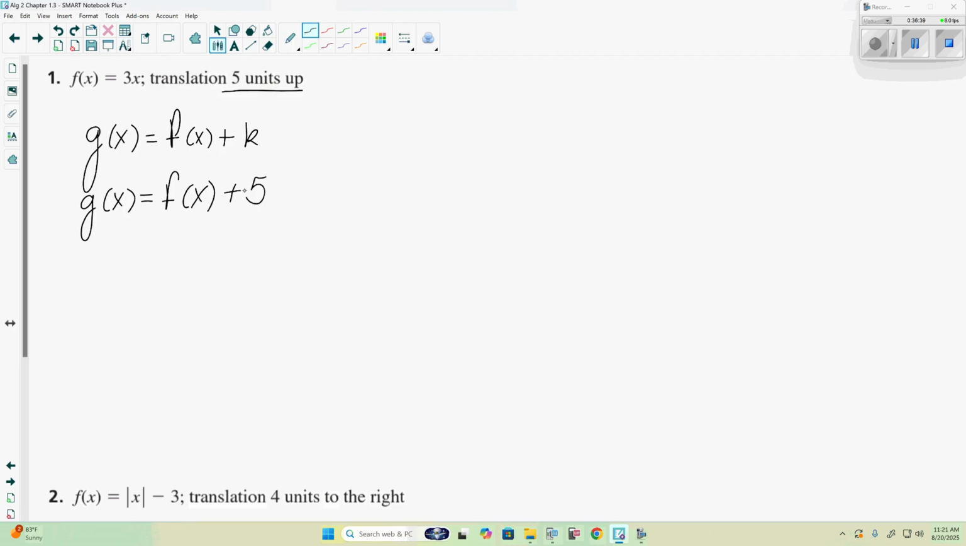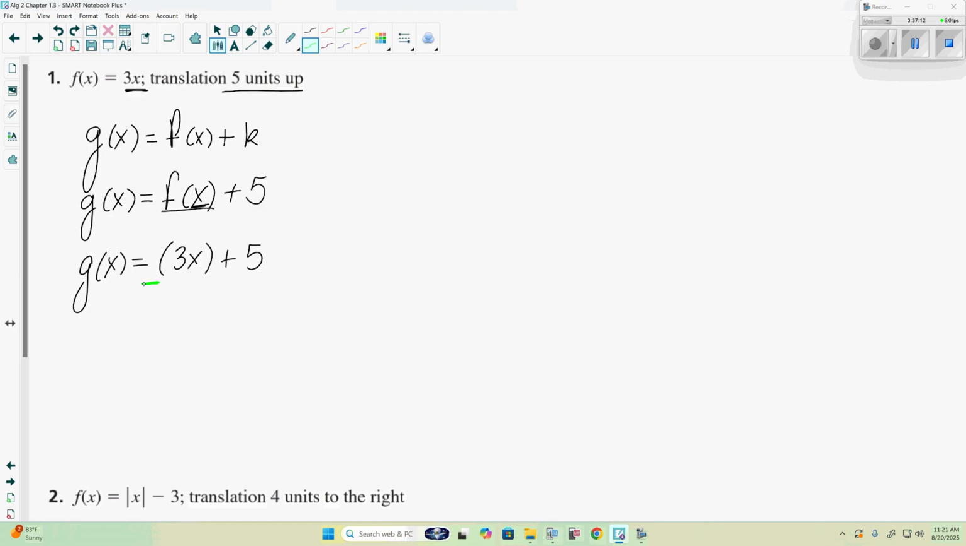Now we need to plug our function back in. We need to get our f of x. Inside the parentheses, still x, yes? So f of x is still just 3x. We didn't do anything inside these parentheses here, so we don't have to apply or change anything with the original function. So g of x equals, so we replace f of x with what it's equal to, 3x plus 5.